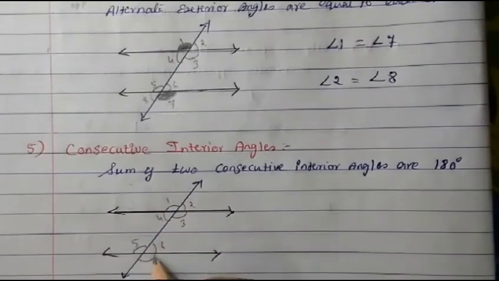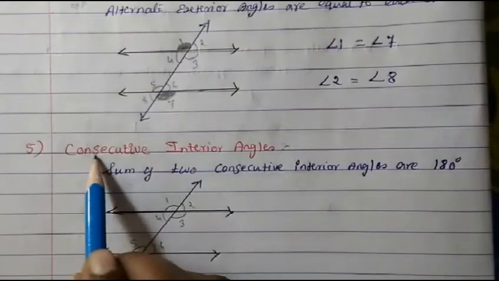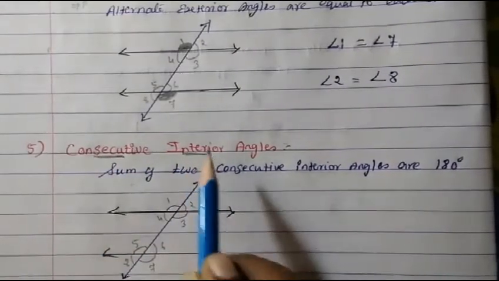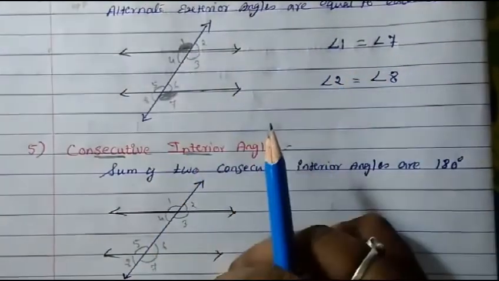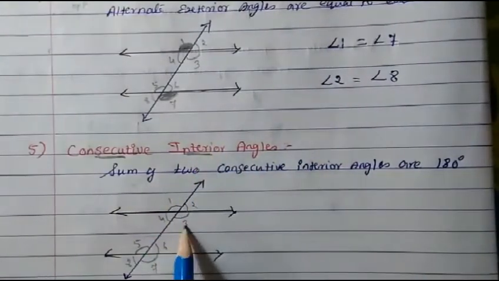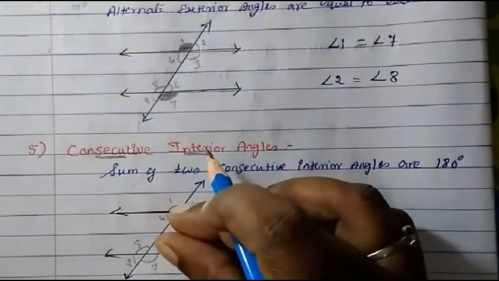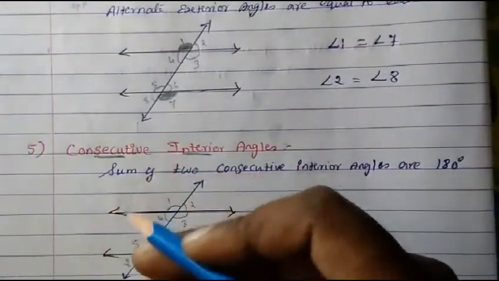5, 6, 7 and 8. Here, which is the consecutive interior angle? Since it is said interior angle, we have to see the inside ones, not the outside ones. So inside, that is 4, 3, 5 and 6. They are inside the lines. So interior. Now consecutive means the next one.